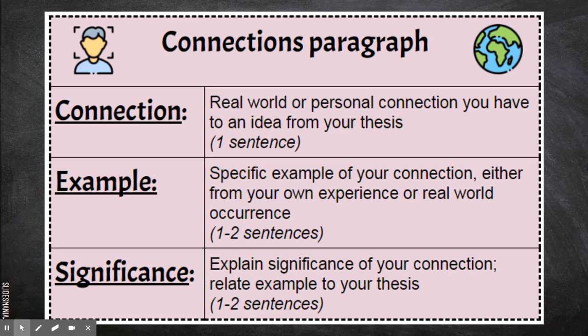What does each part mean? Connection, that's one sentence. This is where you give a real world or personal connection that you have to an idea from your thesis. That's one sentence. Next, example, a specific example of your connection, either from your own experience or some real world occurrence. That should be 1 to 2 sentences. And then lastly, the significance. Here's where you explain the importance of your connection and relate your example back to your thesis. That's another sentence or two. As you can see, the connections paragraph is short. Only 3 to 5 sentences at most.